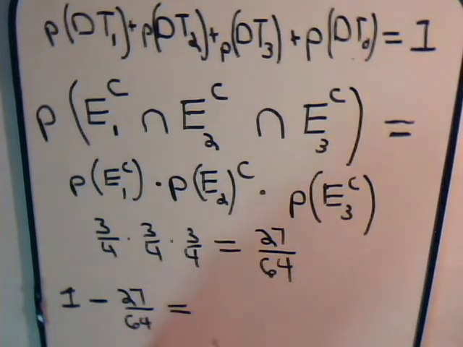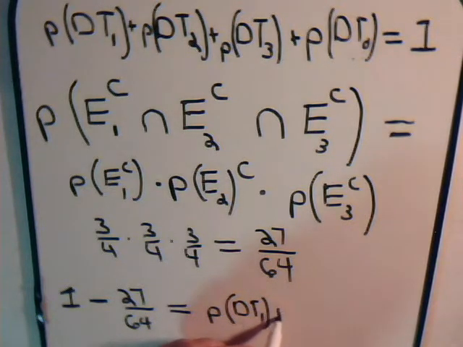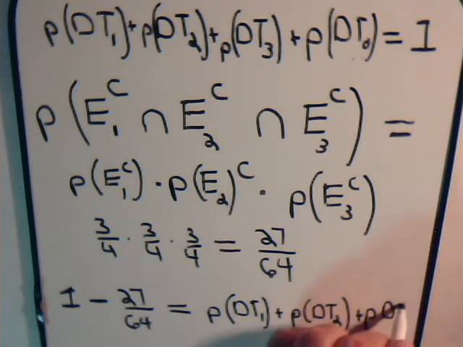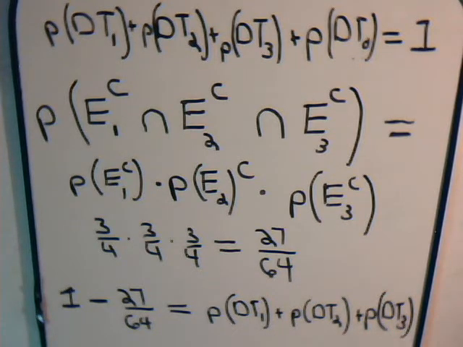That is equal to the probability where one defective transistor is found plus the probability where two defective transistors are found. This means that one inspector found a defective transistor. Here, two inspectors found a defective transistor, or perhaps all three inspectors will find a defective transistor. So that means three defective transistors are found.